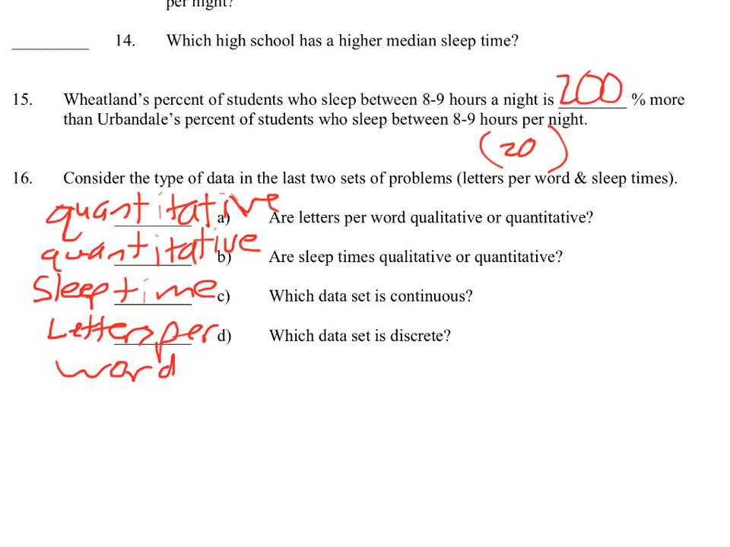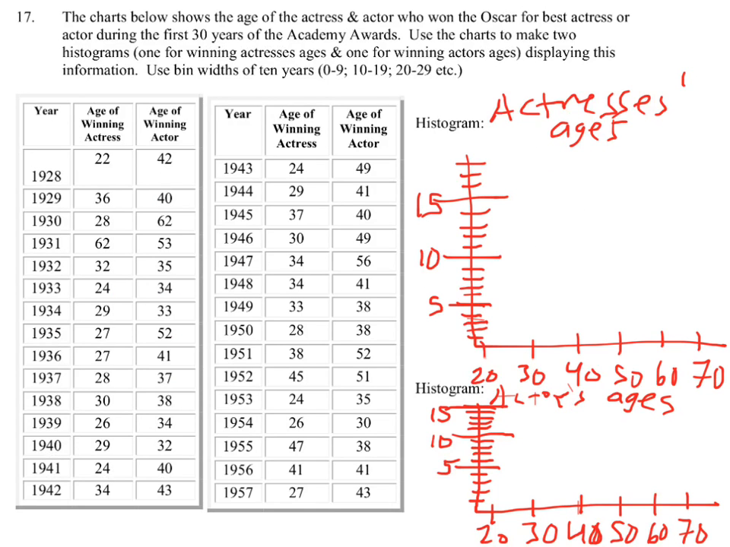Alright, it's time to finish up the solutions for the analyzing histograms assignment. So, that brings us to the back page, which is number 17. And I'm sorry if the instructions are a little bit confusing. But what you're doing is you're making two histograms of the actresses' ages of these numbers here. And then you're making a histogram for the actors' ages, which is the next column. And so you're not actually using the year numbers in this histogram. You're just putting down their ages, okay?